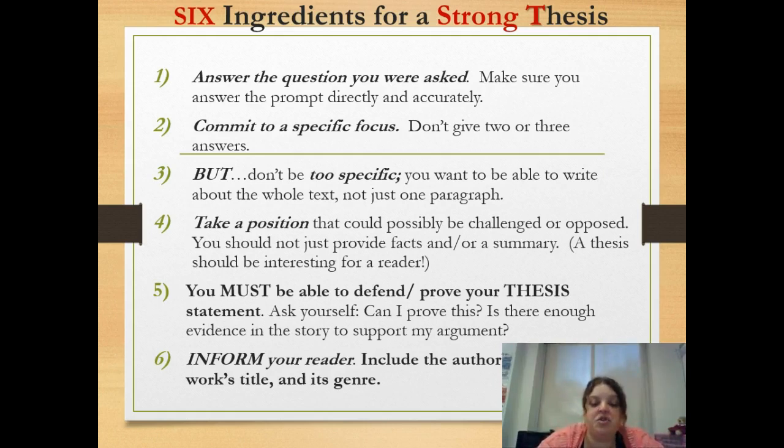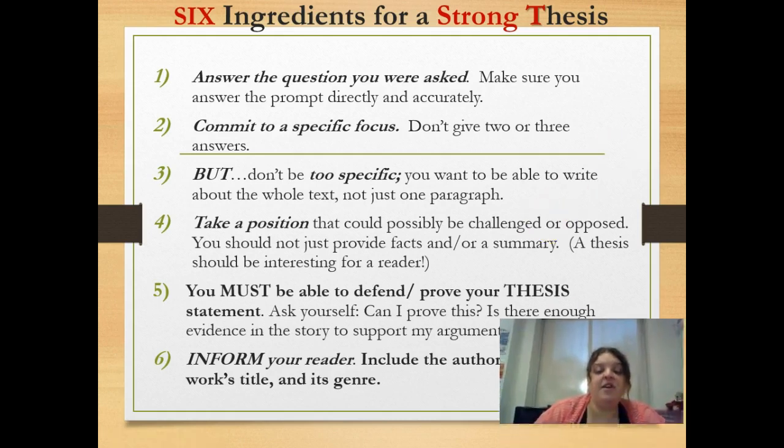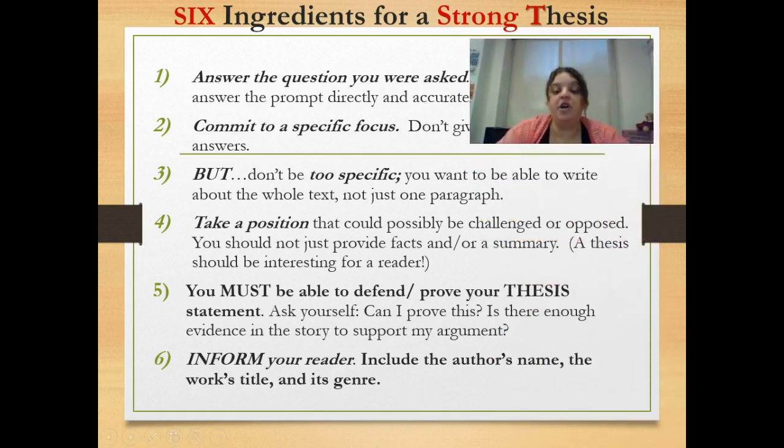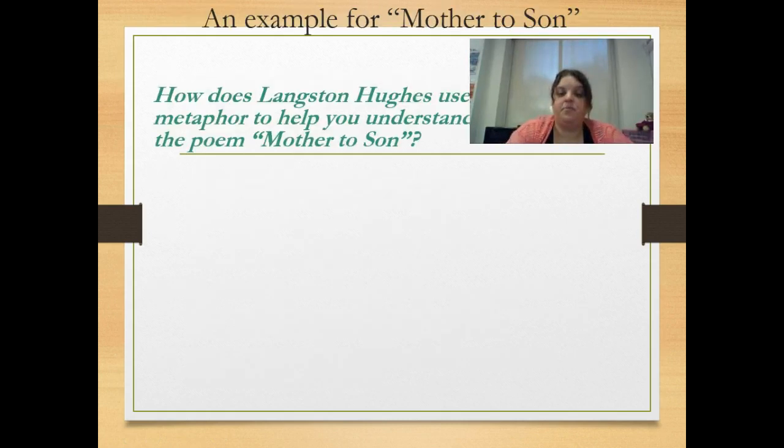Your thesis should be interesting, something that the reader wants to continue with. You must be able to defend and prove your thesis statement. So ask yourself, how can I prove this? Do I have enough evidence from the story or the poem to back up what I'm trying to say? If the answer is no, you need to find a new thesis statement or you need to find a new way to explain it. And then finally, you want to inform your reader. Include the author's name, the title of the work, and its genre. Okay. So again, the author's name, the title of the work, and the genre.